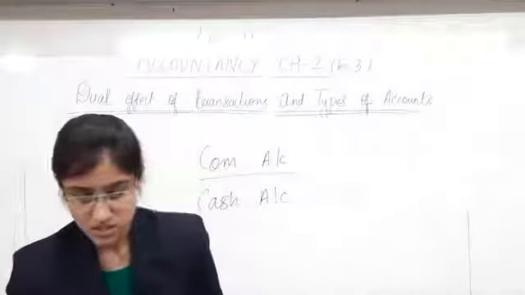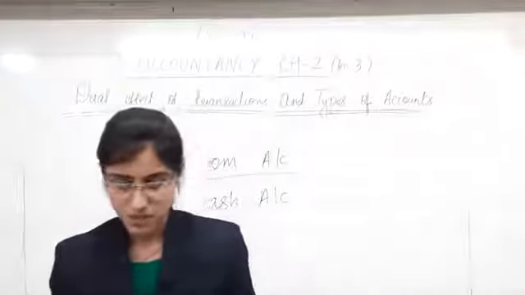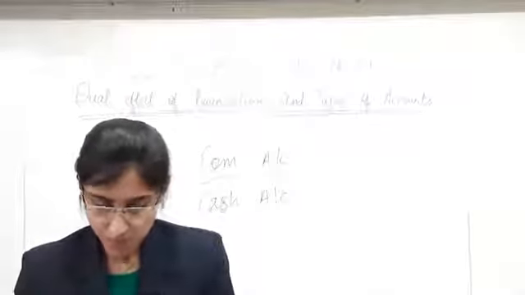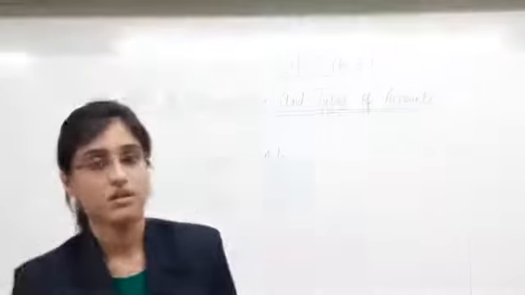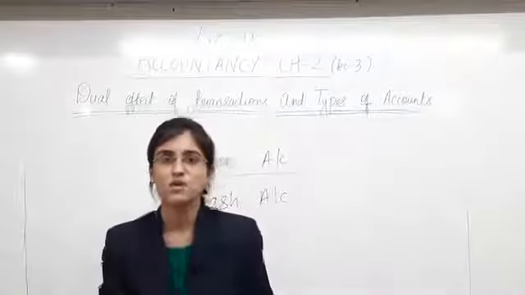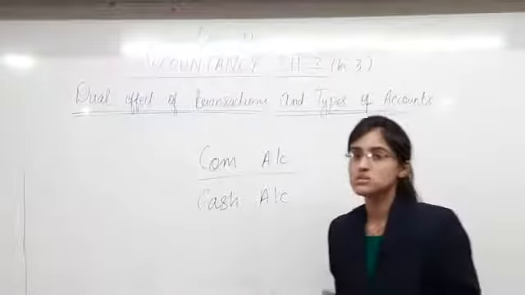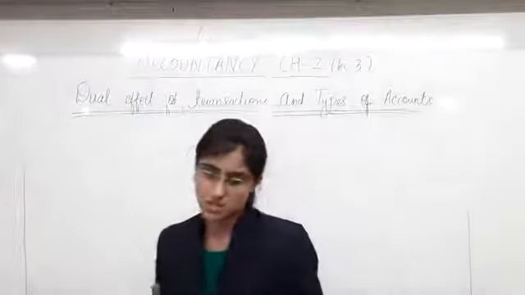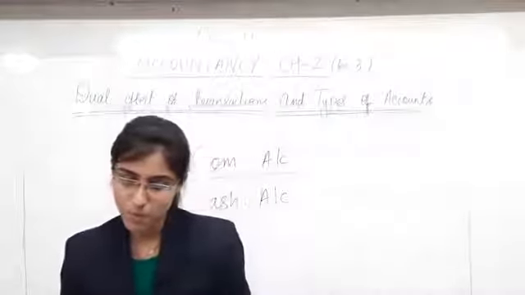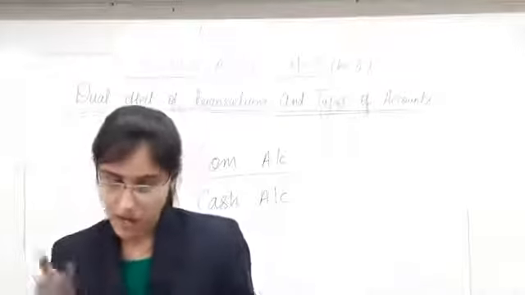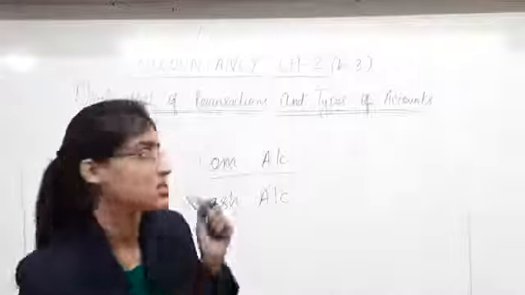The next transaction says Vipul returned goods worth rupees 200. This is the new thing. Who is Vipul? Vipul is a person to whom I have sold goods, isn't it? Yes, transaction number 4 says that I have sold goods of rupees 5000 to Vipul, and out of that Vipul has returned goods worth rupees 200. This is the scene here.